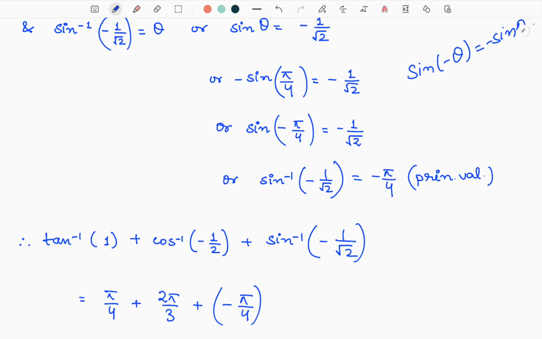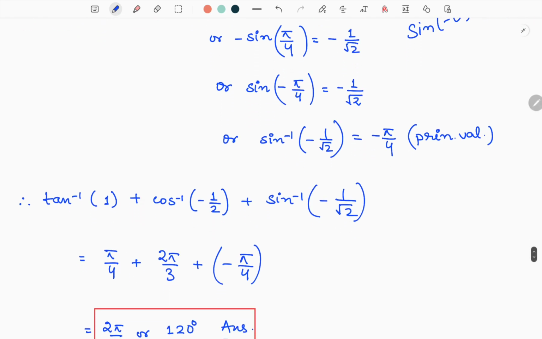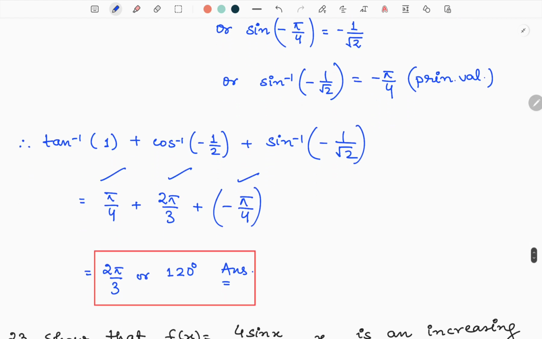Now put all the values in one single line, that is pi by 4 plus 2 pi by 3 and minus pi by 4. So minus pi by 4 plus pi by 4 will get cancelled, and we will be left with 2 pi by 3 or 120 degrees. So the correct answer for this question is 2 pi by 3. Now let us go to question number 23.